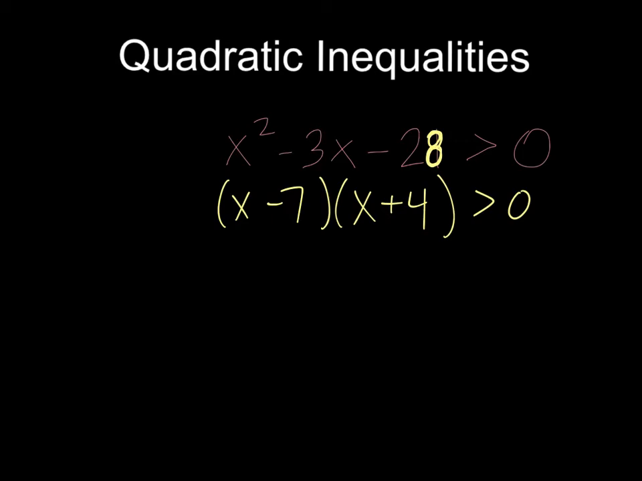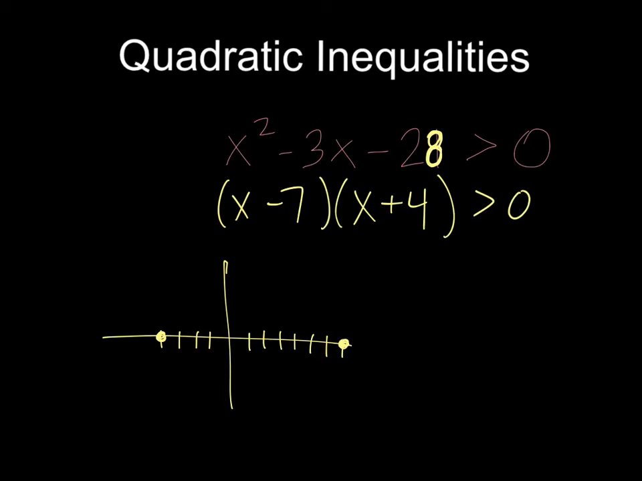Now, there's a couple of ways you could attack this problem. 7 and negative 4 are my break-even points. This thing is going to change from positive to negative at the places where it equals 0. And this thing equals 0 at negative 4 and 7. This is where that's going to change, meaning it could either go from negative to positive or positive to negative at one of those places, therefore changing whether this is a true inequality or not.